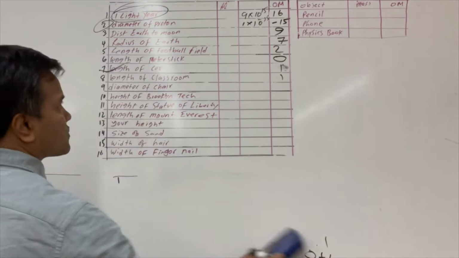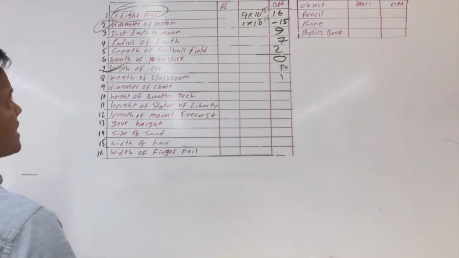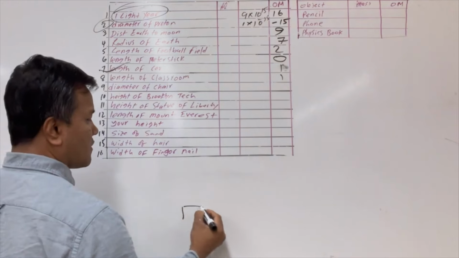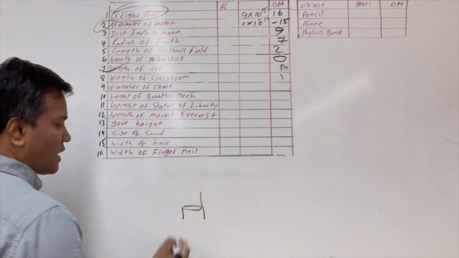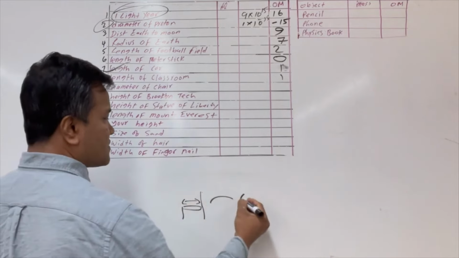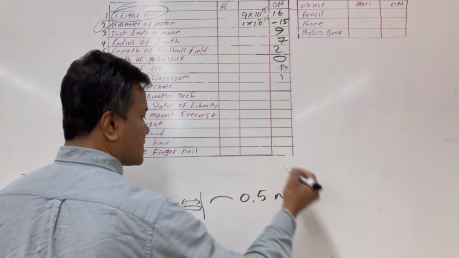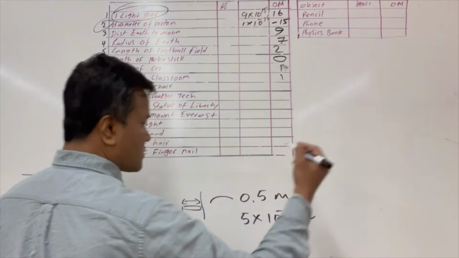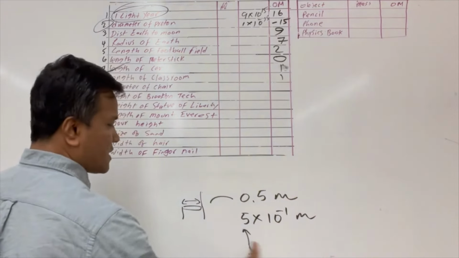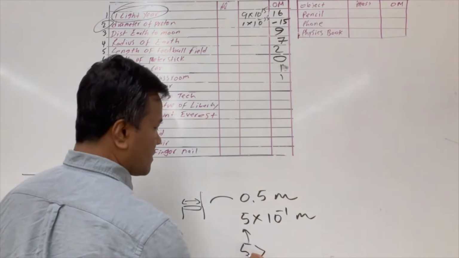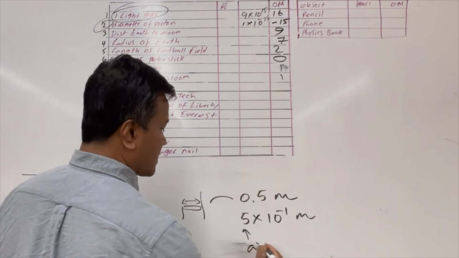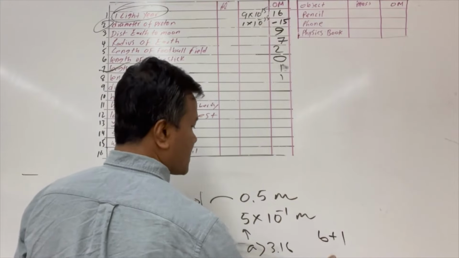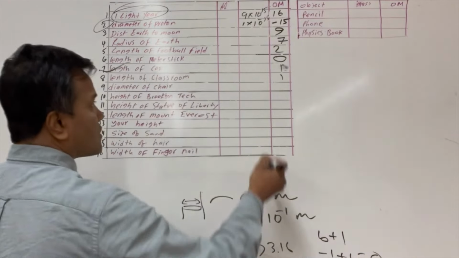Now next we're going to do diameter of a chair. The diameter of a chair is 0.5 meters. In scientific notation, that is 5 times 10 raised to negative 1 meter. A is of course greater than 3.16, so B plus 1. B is negative 1 plus 1, so 0.